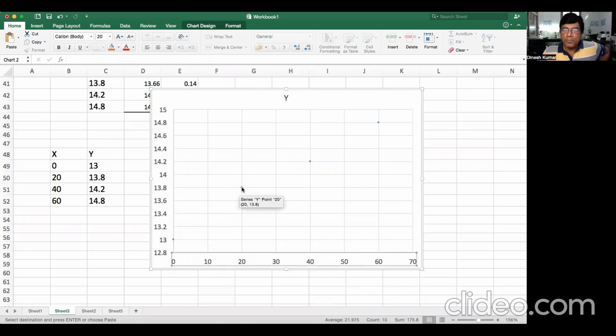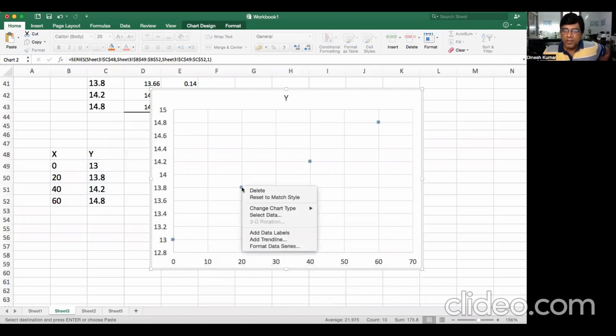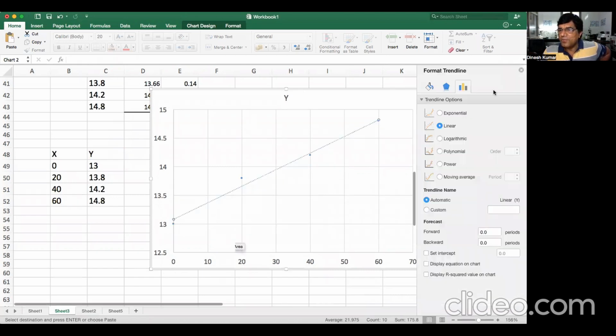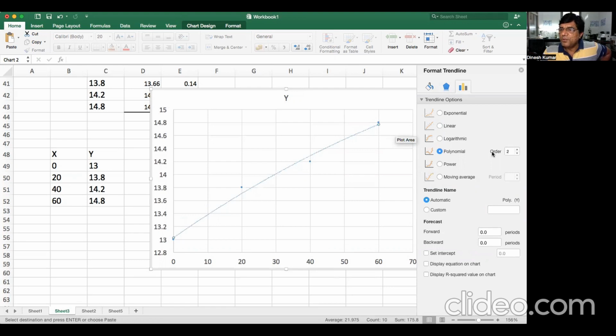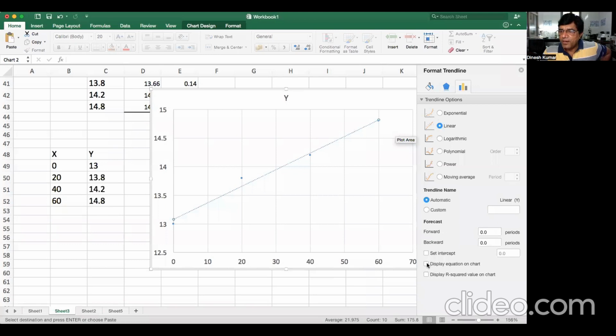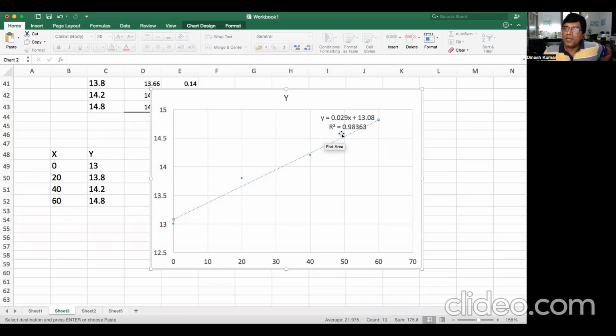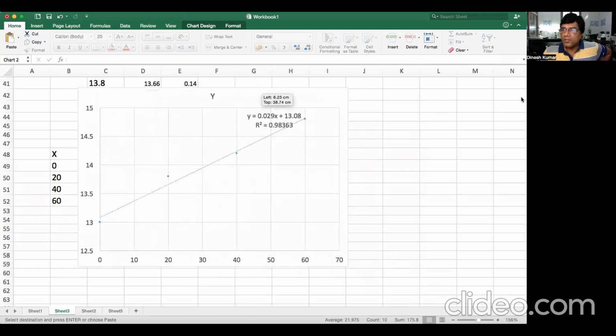So now you select the points, right-click, and you will find add trendline. Click it, and on the right side you will find this. You are fitting the linear, just click on linear. If you are interested in polynomial, it starts with 2. Here you are selecting linear, and then click on display equation on chart and display R squared. So you get this, and now you can close it. You can see this is the line you have plotted, and this is the equation, the same equation you see above.